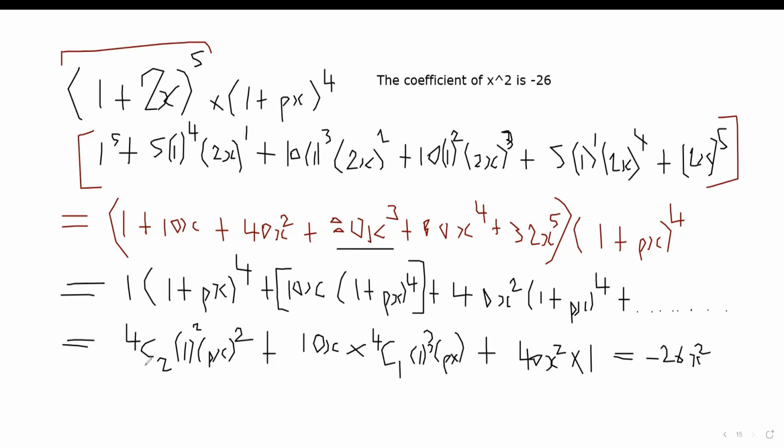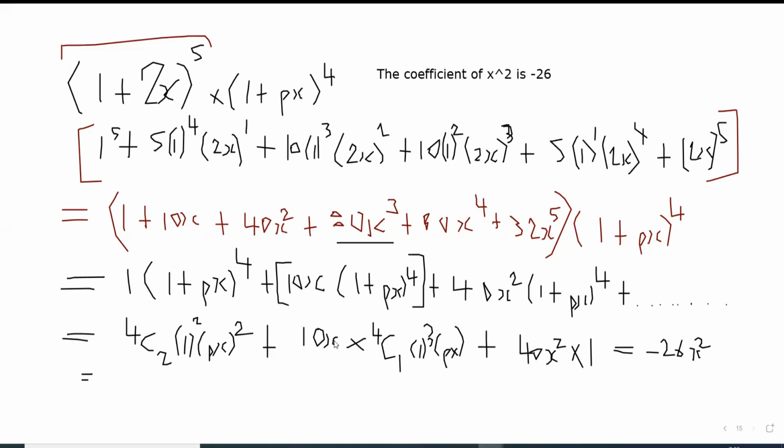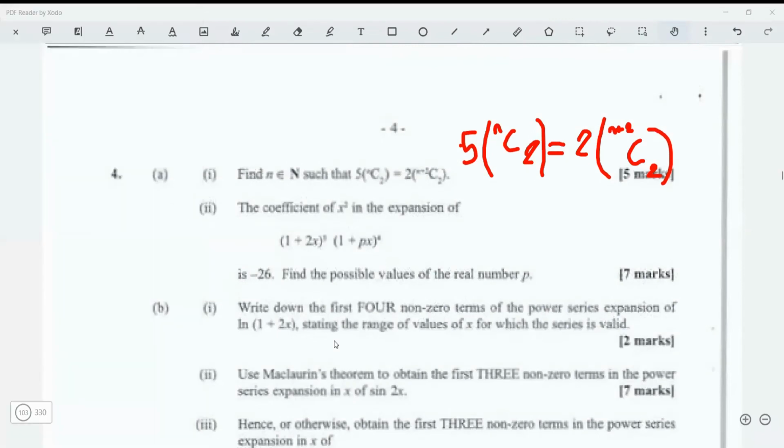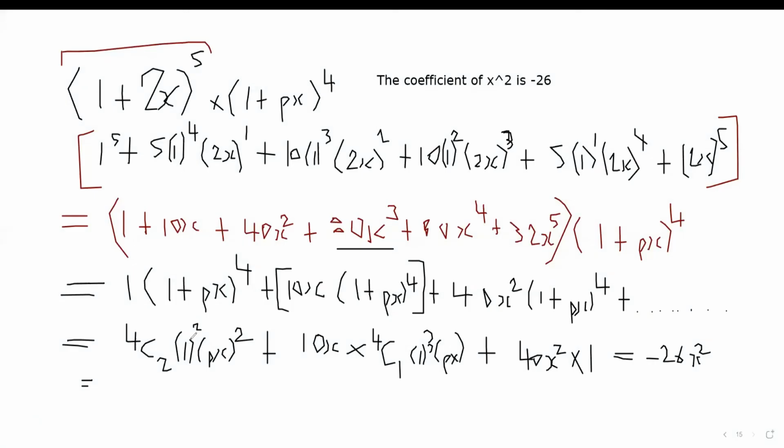So now, all we do, 4 choose 2. I don't remember what 4 choose 2 is. That's really sad. I'm going to punch it in the calculator. All right, let's punch these in the calculator. 4 choose 2 is 6. So this is now 6 times 1, which is 6 times px squared. That is 6p squared x squared.